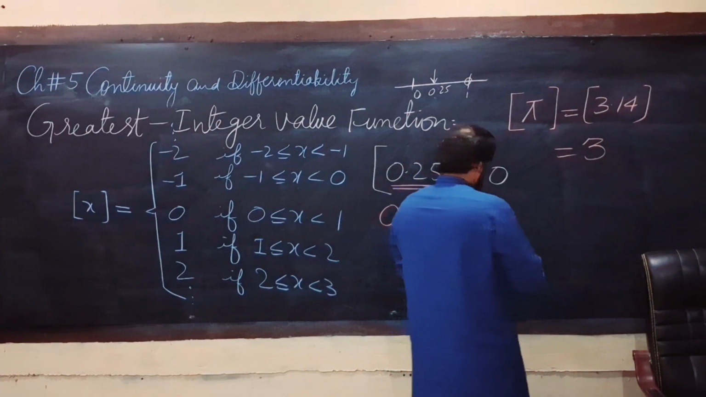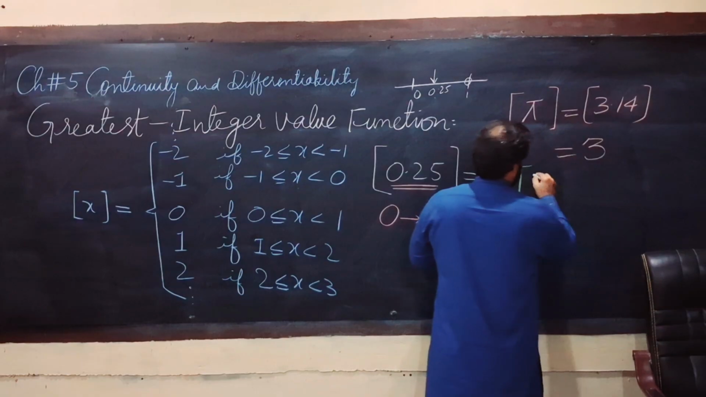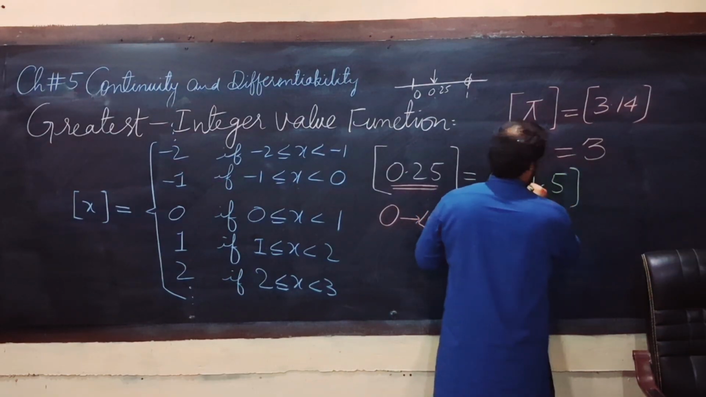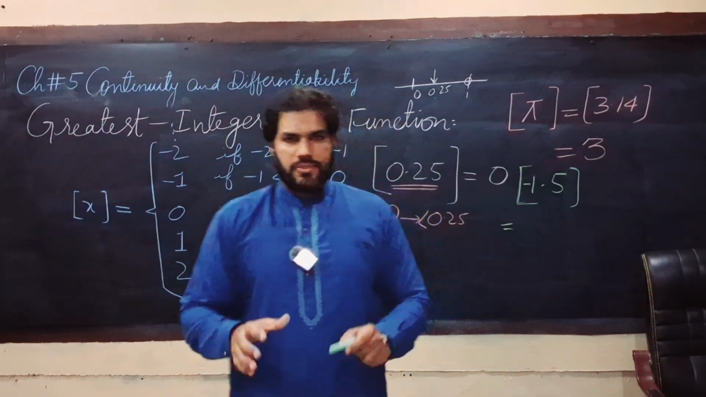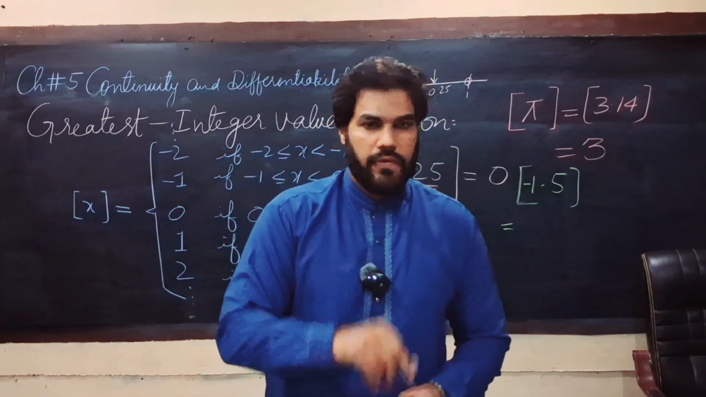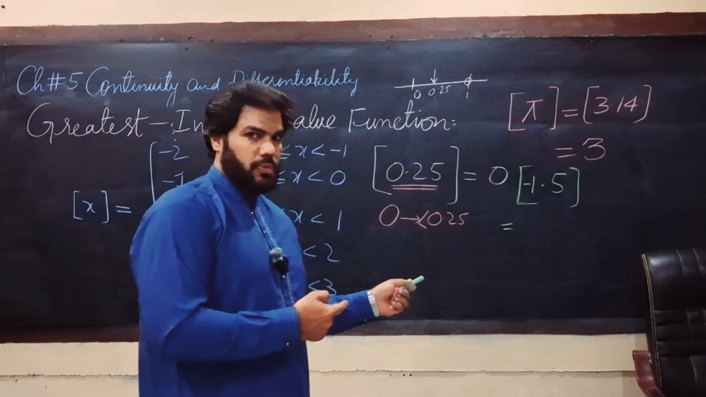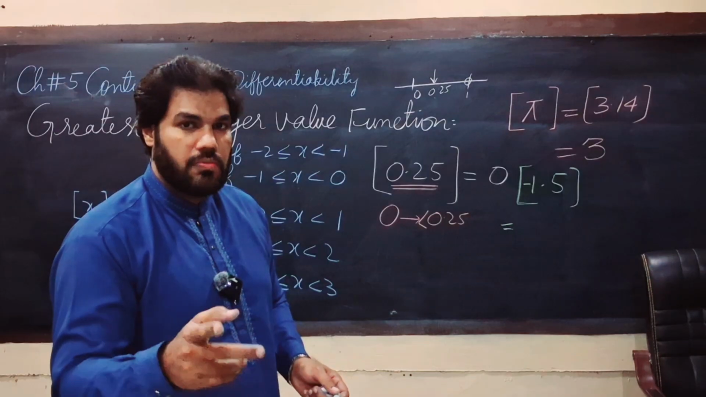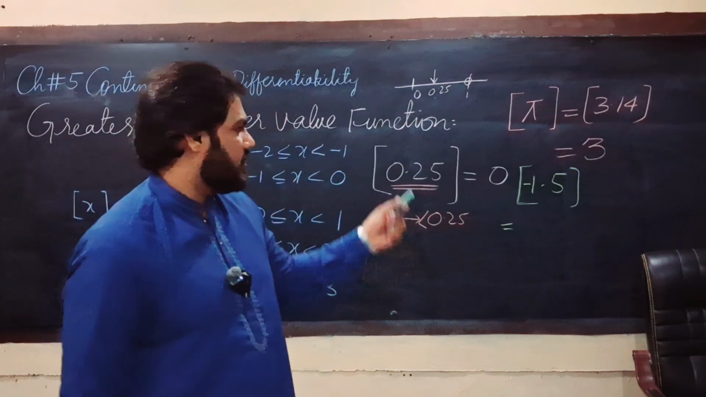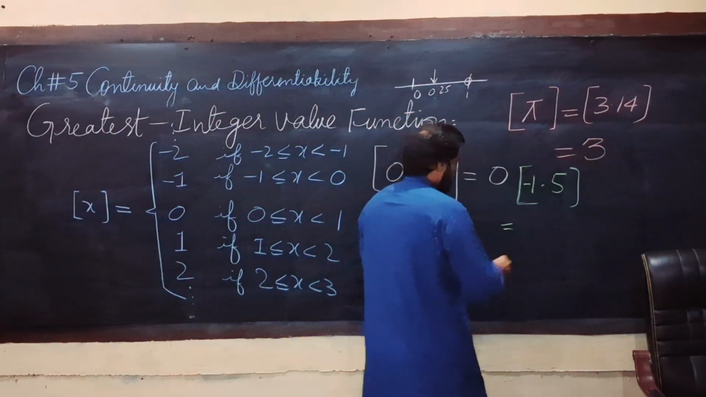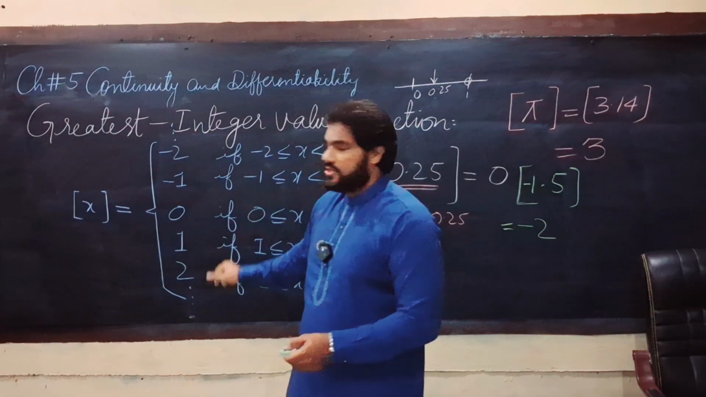We take some more examples for a negative real number. For example, I want to evaluate the bracket value of minus 1.5. You have to find a greatest integer that is nearly close to minus 1.5 but should be less than minus 1.5. As you know, there are two integers which are nearly close to minus 1.5. One is minus 1 and the second is minus 2. But we have to choose the smaller one. The smaller one is minus 2. So its value is minus 2. So this is the concept behind the greatest integer value function.